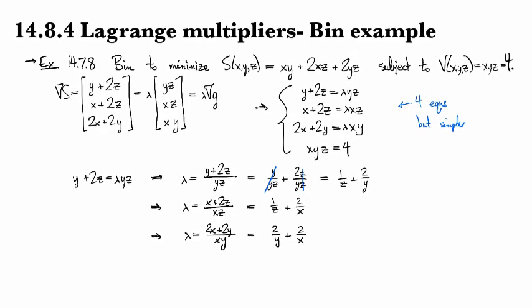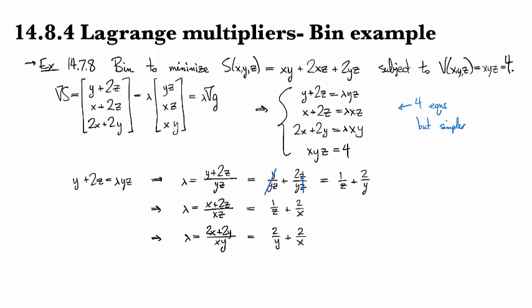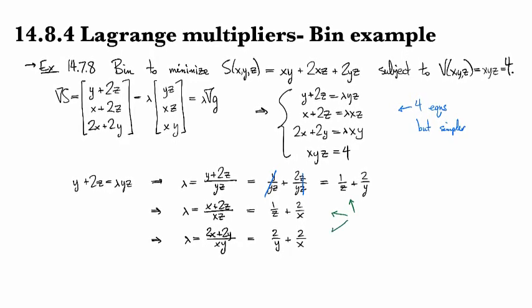And then I know that all of these are supposed to be equal to each other, since all of them are equal to lambda.